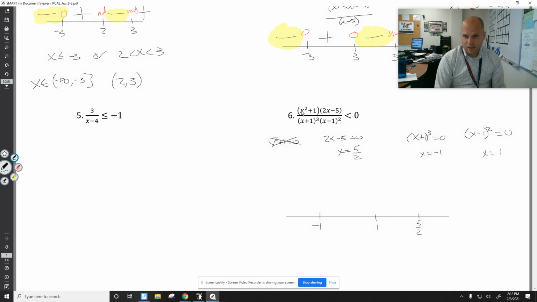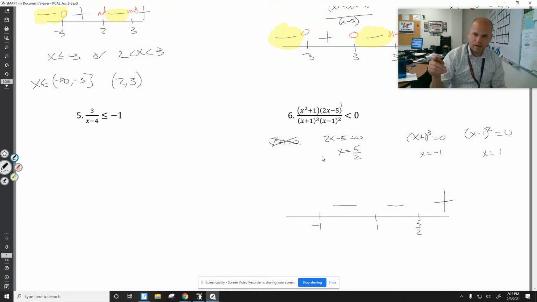Plugging it into this, understanding x squared plus 1 is always positive, because a value squared is positive, plus 1 is positive. Plug in something like 5: positive, positive, positive, positive. Now watch this. Let me show you how multiplicities work. 5 halves, multiplicity is 1. It's going to pass through. 1, the multiplicity is 2. It's going to bounce, or it's going to reach an asymptote, and then on the other side be coming in the same direction.